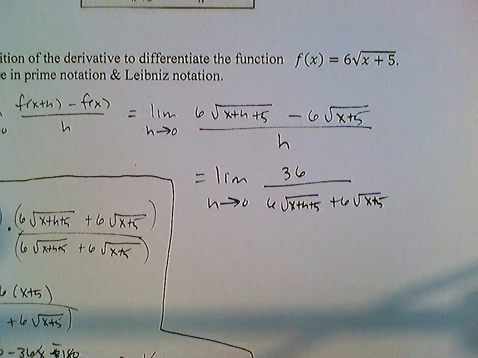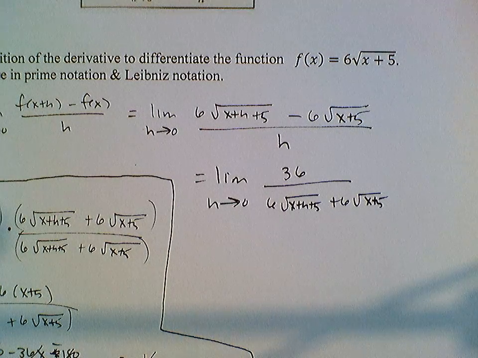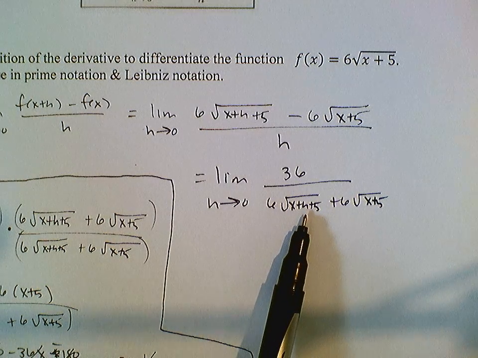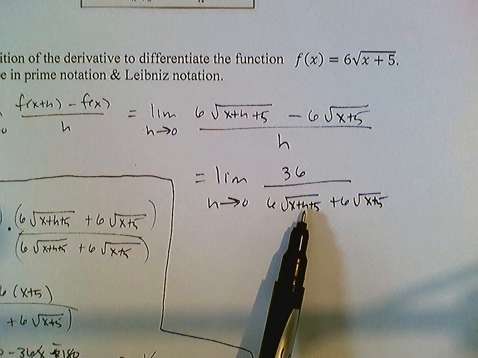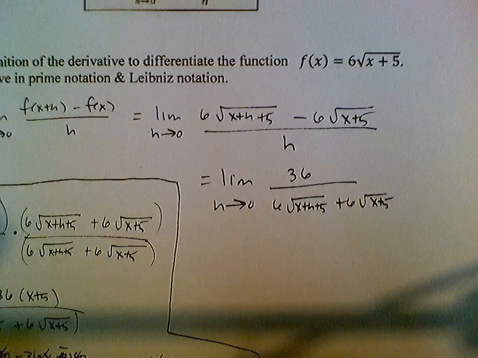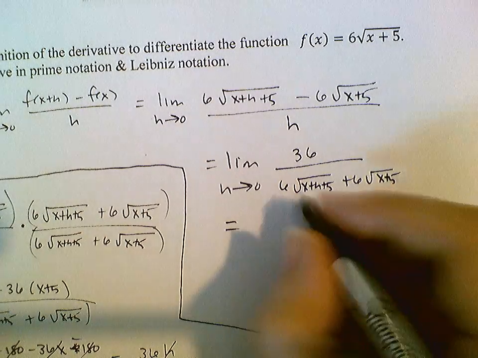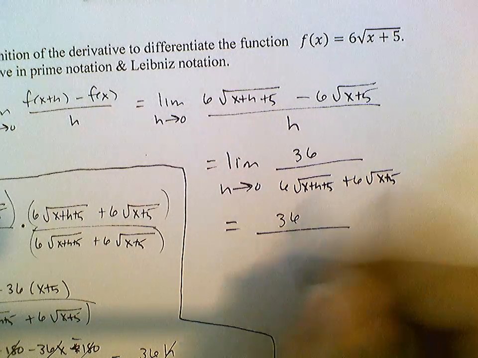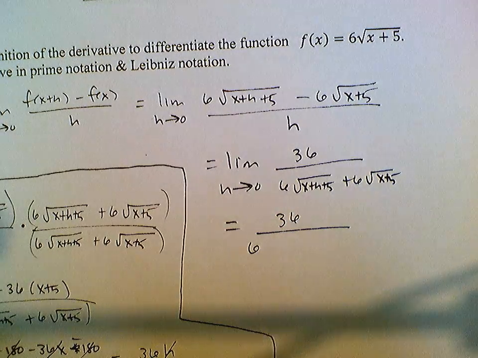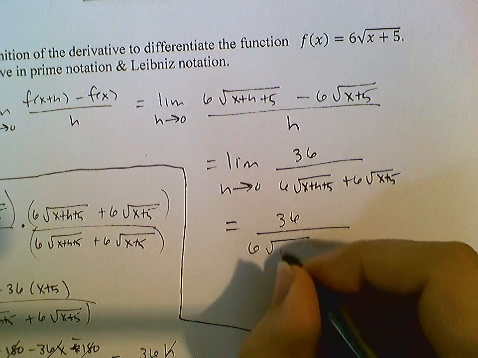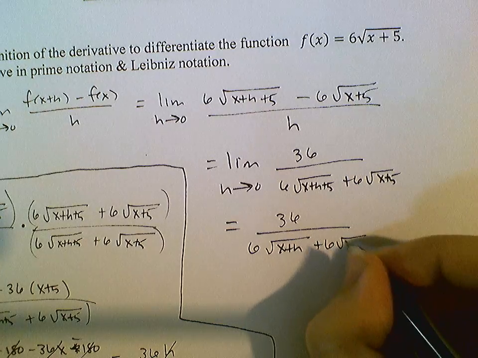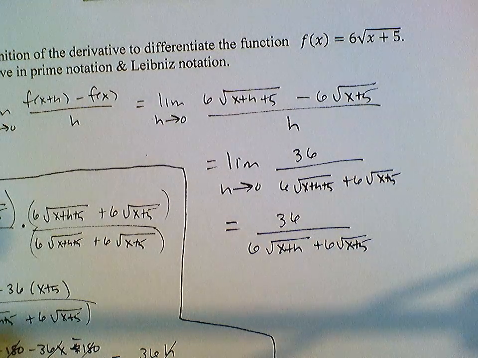Now, at this point, can I use direct substitution? Absolutely. Because if I plug 0 in for h, so this h is getting closer and closer to 0, it doesn't make the whole denominator 0. So I'm going to go ahead and do that. I'll end up with 36 over 6. Remember, h got closer and closer to 0, so this radical approaches radical x plus 5, plus 6 radical x plus 5.